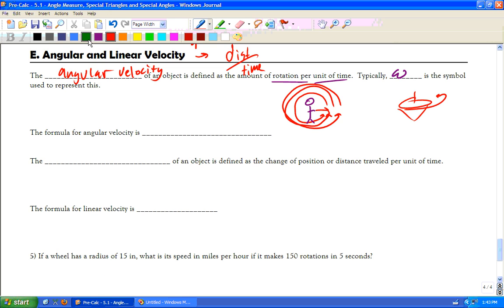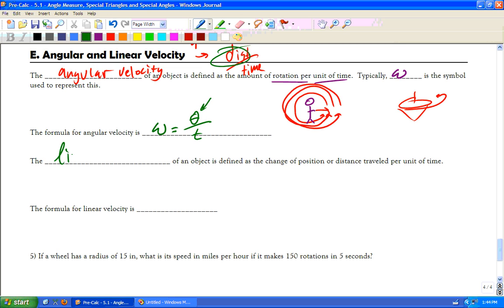The formula for angular velocity is going to be omega equals, in this case, the distance we keep coming back to isn't going to be an actual distance. It's going to be the number of revolutions, or the angle, divided by the time. In this case, the angle would be measured maybe in radians, maybe in degrees. Most likely in radians.